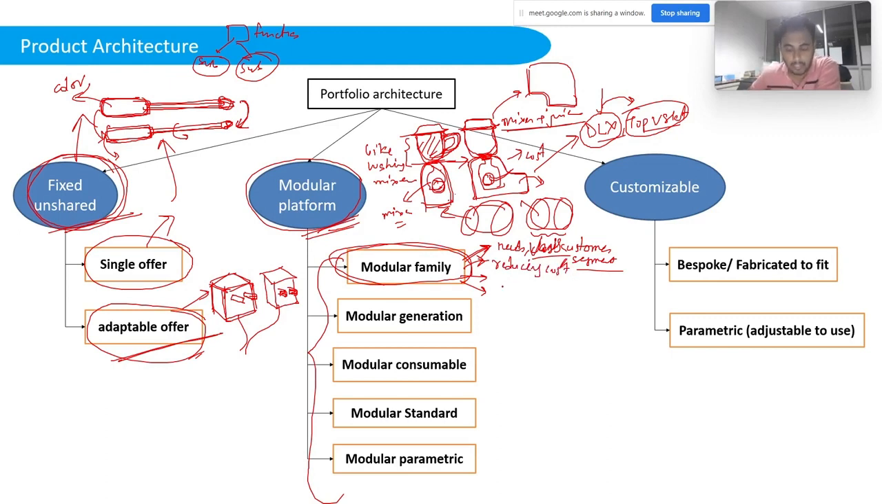And sometimes you want to extend the product lineup in order to introduce new features, which is enhancing product features. So these are various deciding factors one needs to consider while deciding on a modular family architecture of products. The other kind of product architecture is modular generation. So, do you know what modular generation is?